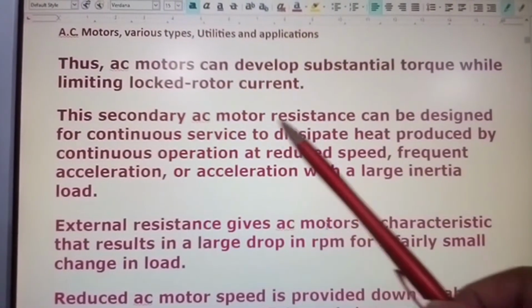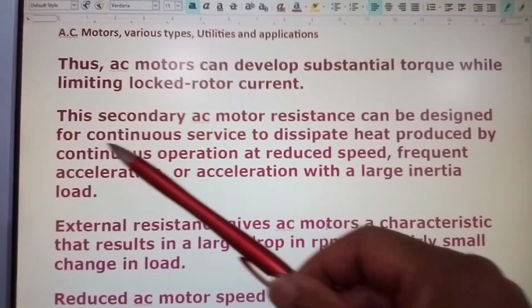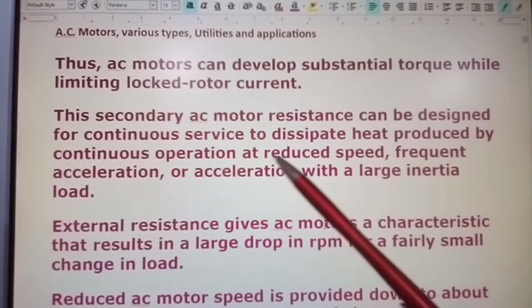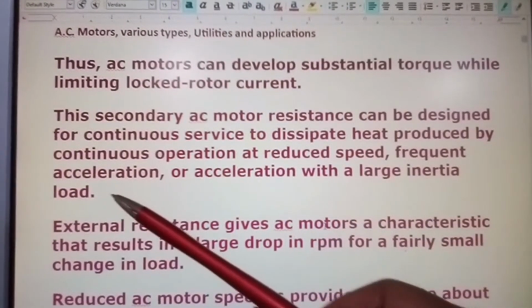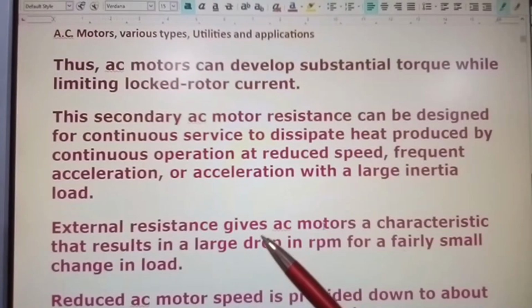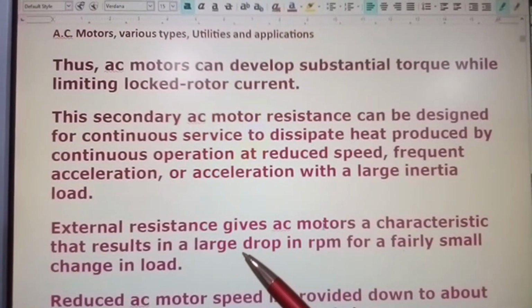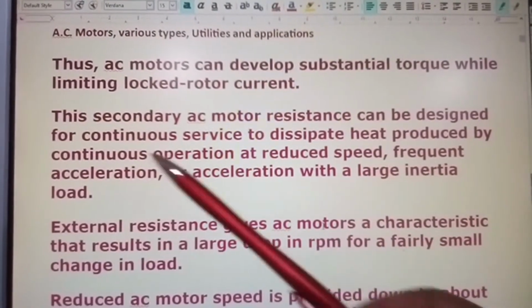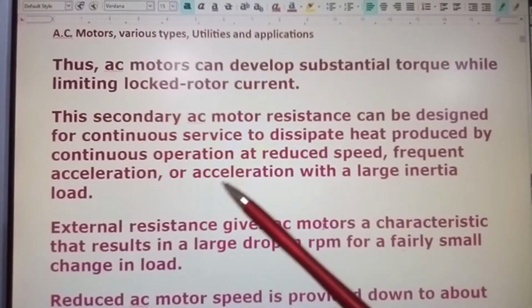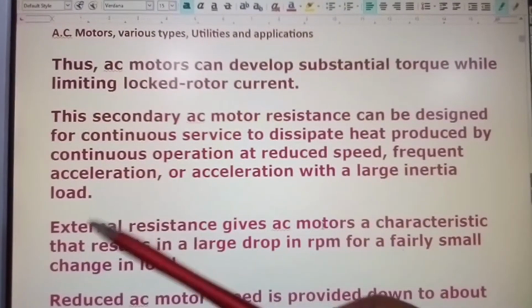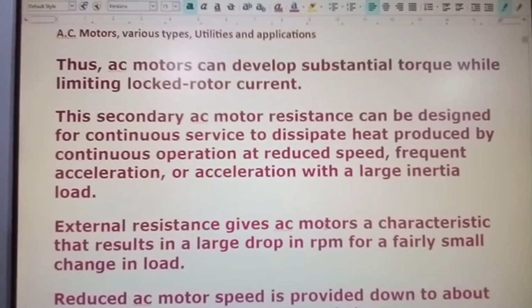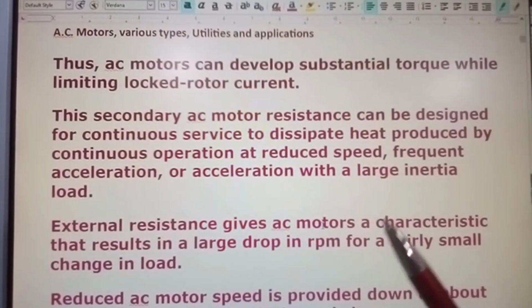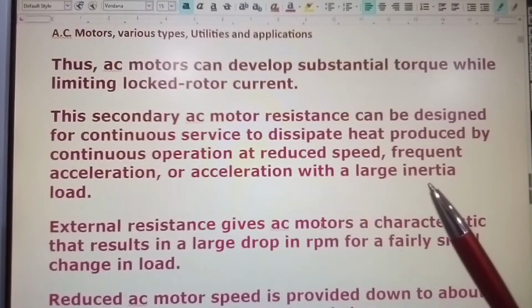This secondary resistance can be designed for continuous service to dissipate heat produced by continuous operation at reduced speed, frequent acceleration or deceleration with a large inertia load. I will say deceleration because I think there's an error missing there in regards to acceleration and deceleration.